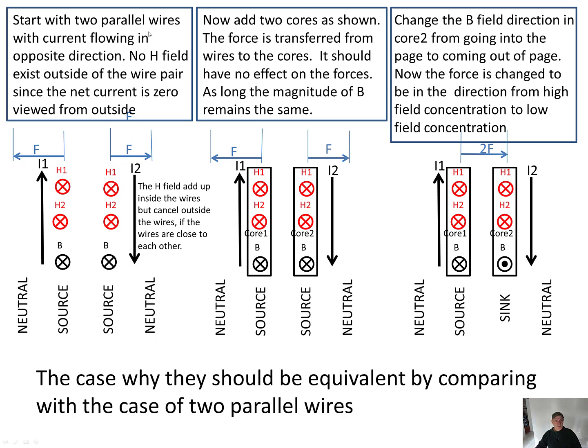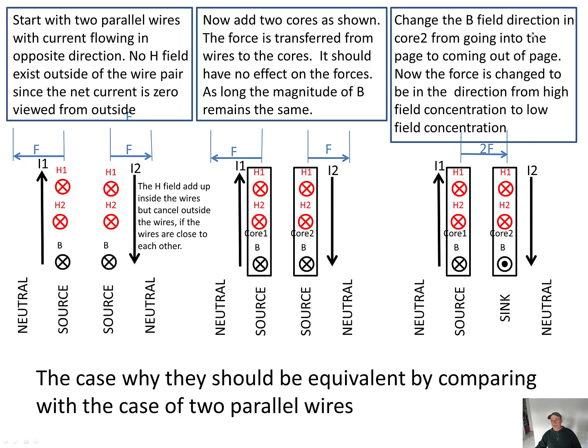So we start with two parallel wires with current flowing in the opposite direction. No H field exists outside of the wire pair, since the net current is zero if viewed from outside. The H field adds up inside the wires but cancels outside the wires if the wires are close to each other. So the expansive force tends to pull the two wires apart. Now if we add a core to it, it should not change. Now add two cores as shown, the forces transfer from the wires to the core. It should have no effect on the forces as long as the magnitude of B remains the same.